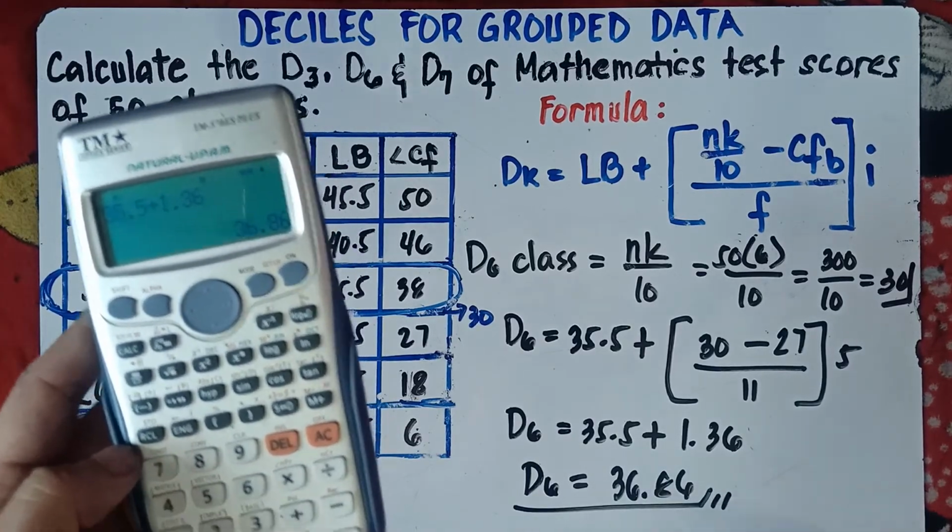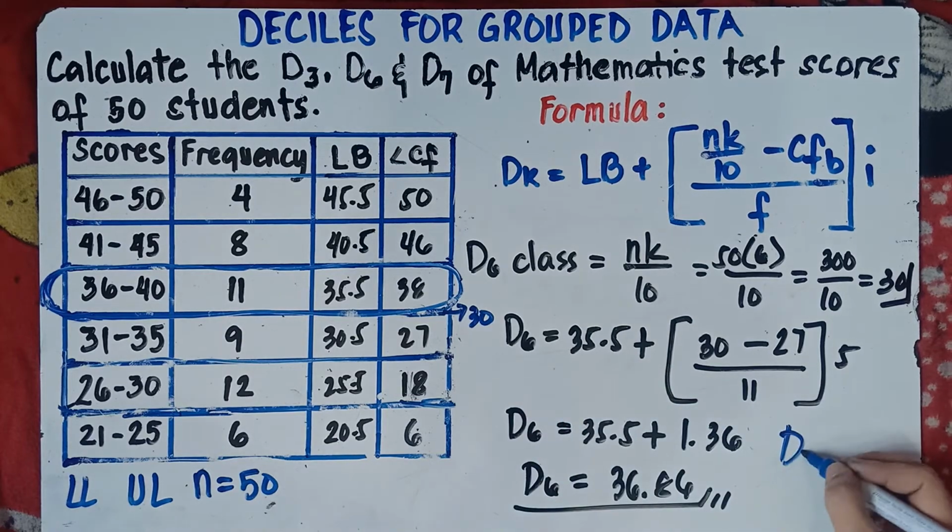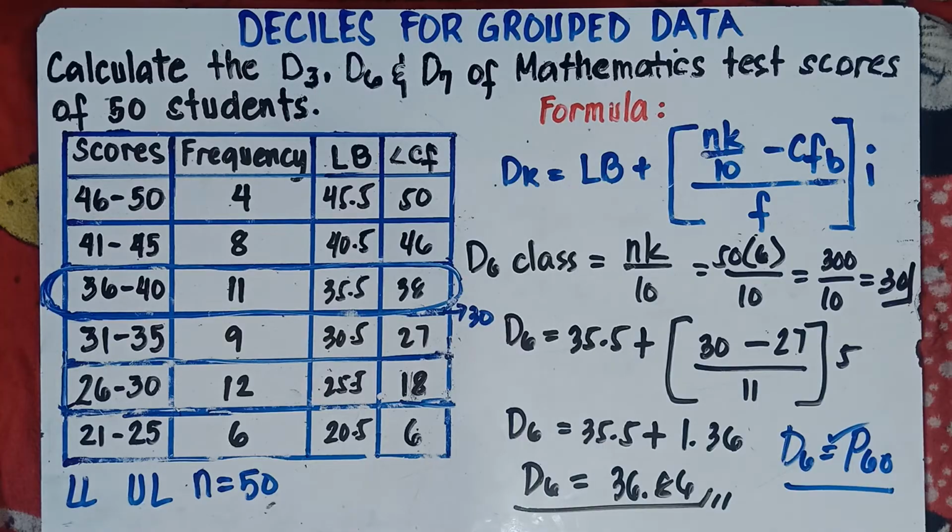Alright, that's it class, all set. That's the answer for the 6th decile, easy right? Once you master the 3rd decile, this will be a very easy class for the 6th decile and the 7th decile. Once again, the 6th decile is equivalent to the 60th percentile. Just multiply this one by 10. That's equivalent to 60%. So we can make a conclusion.